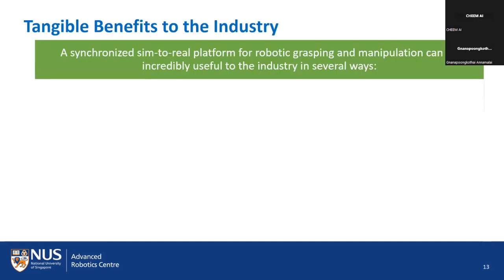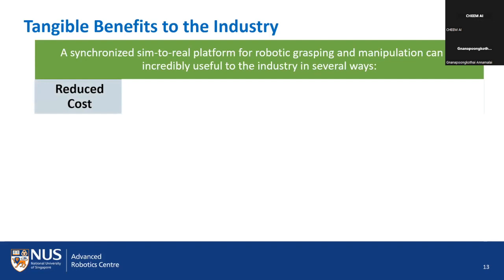Okay. So now I'll talk a bit about the tangible benefits to the industry. What can this synchronized sim to real platform do for the industry? I think there are five main ways that the industry can benefit from this. Firstly is reduce cost.